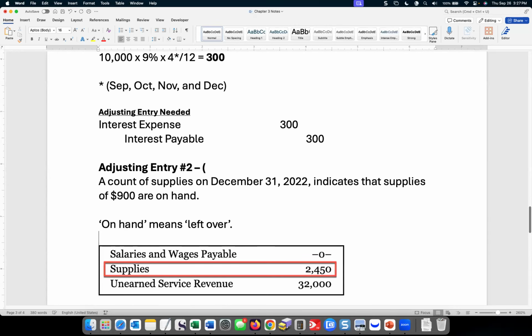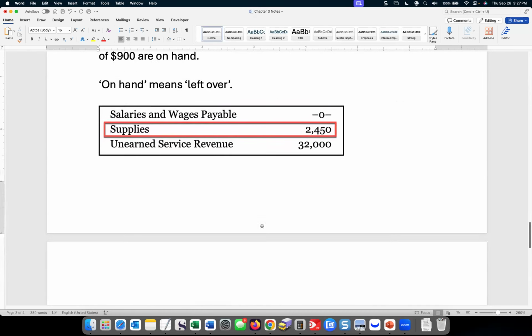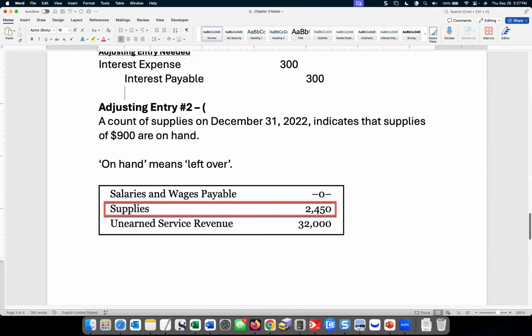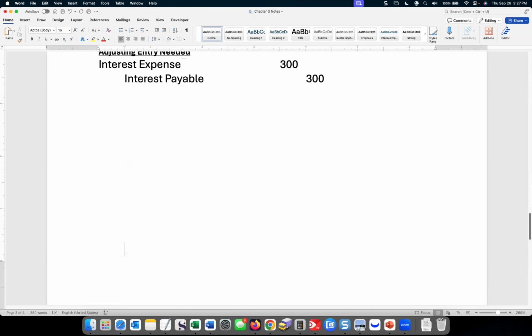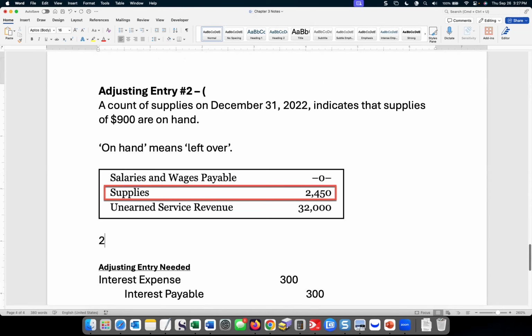So this is our beginning balance, right? 2,450. I'm going to bring this down so it's all in one page. The reason I got that in there is to support the calculation. The calculation is this: take the total number of supplies we have, subtract what we have on hand, and this is going to give us what we actually used.